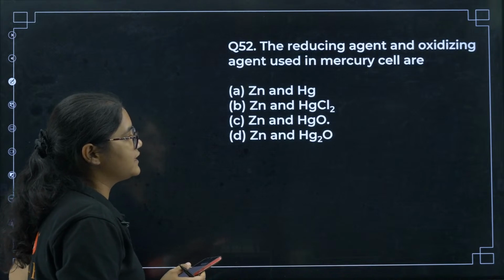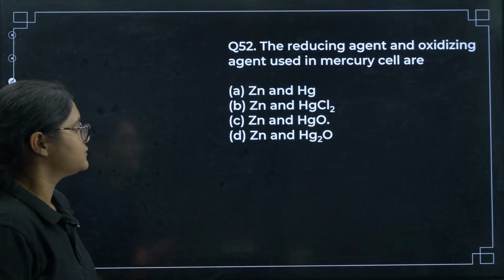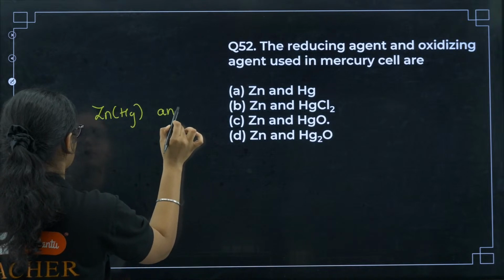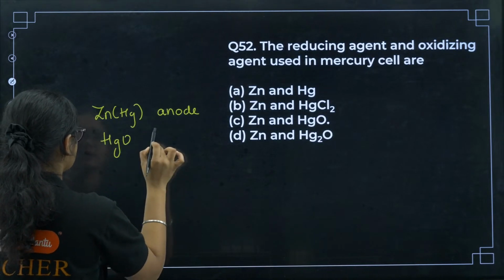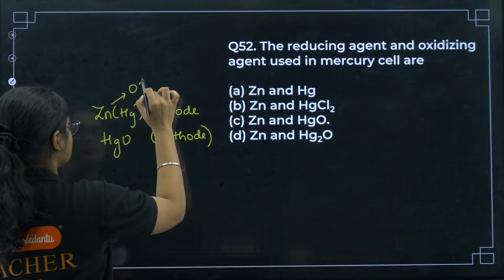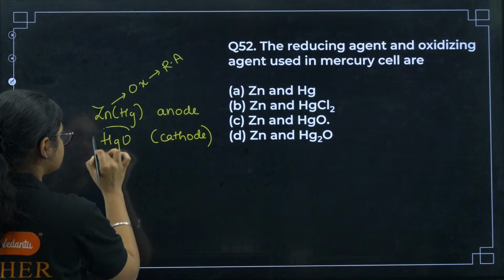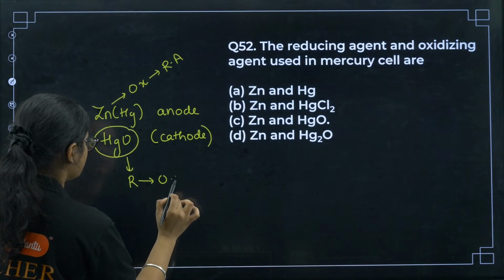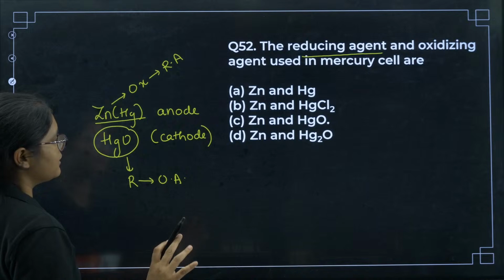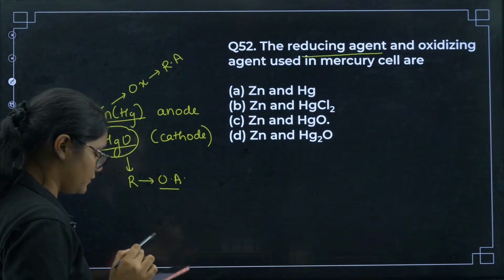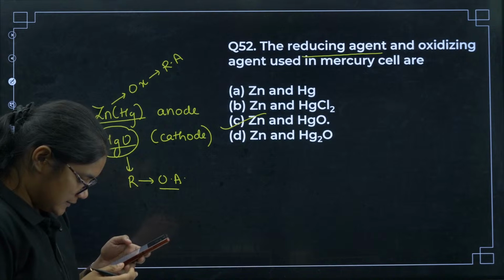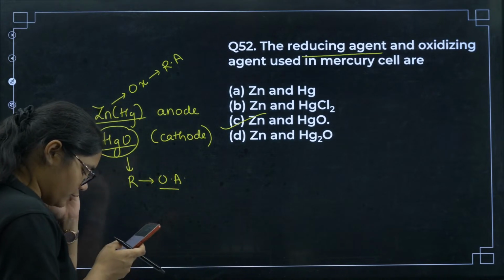Yes, next question number 52. The reducing agent and oxidizing agent used in mercury cell. Just now we have discussed zinc amalgam is used in the anode, right, and mercury oxide is used as cathode. Now zinc will undergo oxidation, it will behave as a reducing agent. HgO will undergo reduction, it will behave as an oxidizing agent. So the question is asking for the reducing agent: zinc amalgam. And the oxidizing agent: HgO, right? So 52C will be the correct answer. I hope all of you are getting it.